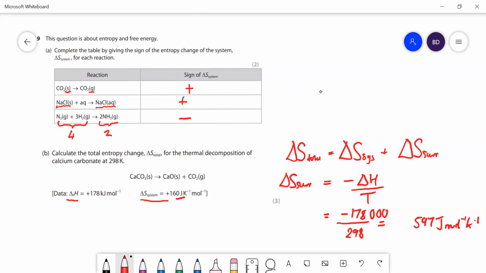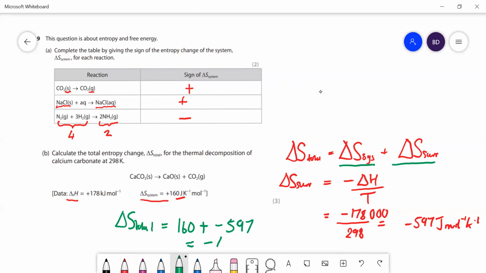So now we've got to put our numbers into this equation. So delta S total is equal to the system, 160, plus the surroundings, that is minus 597, which is equal to minus 437 joules per mole per Kelvin.